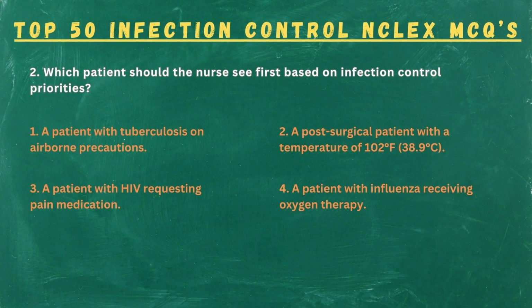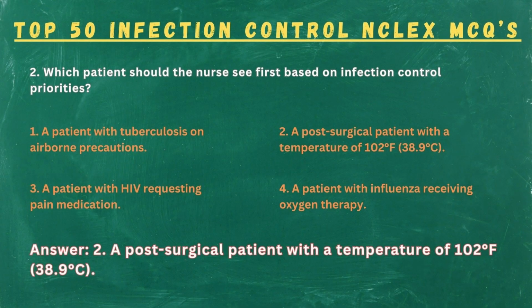2. Which patient should the nurse see first based on infection control priorities? 1. A patient with tuberculosis on airborne precautions. 2. A post-surgical patient with a temperature of 102 degrees Fahrenheit, 38.9 degrees Celsius. 3. A patient with HIV requesting pain medication. 4. A patient with influenza receiving oxygen therapy. Answer: 2. A post-surgical patient with a temperature of 102 degrees Fahrenheit, 38.9 degrees Celsius.